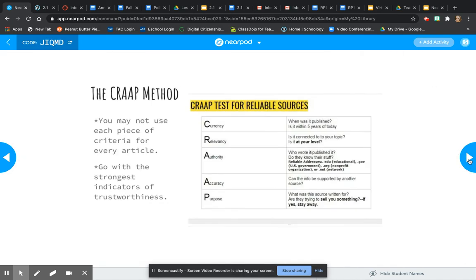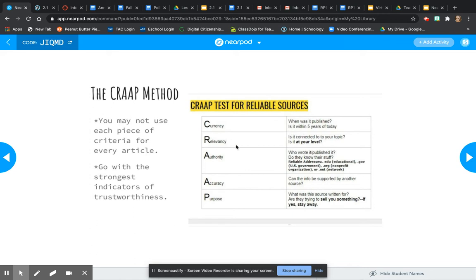So what is the CRAAP method? Well, CRAAP is an acronym, it stands for different criteria. So what I want you to think about is that you don't want to choose crap or trash when you're choosing sources. You want to choose good sources that are valuable. So each letter stands for something different. So C, currency. When was it published? Is it published within 5 years of today? So we're in 2020. We want to look for sources from 2015 onward.